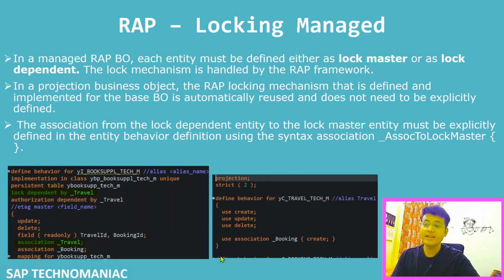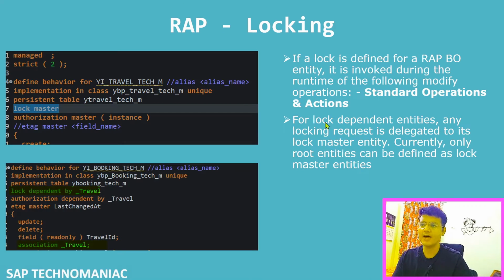And one more thing, in the projection layer, you need not define this lock explicitly, it will be automatically inherited. Whatever is in your base behavior definition will be taken as the lock in your projection as well. So the same thing I have written: the projection business object's RAP locking mechanism that is defined and implemented for the base BO is automatically reused, and does not need to be explicitly defined. It will automatically reuse it.